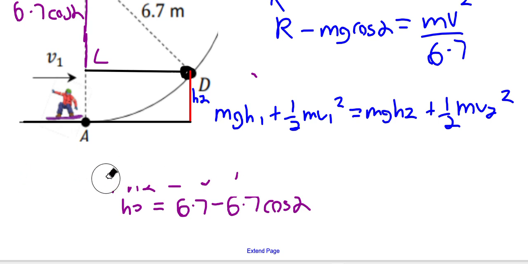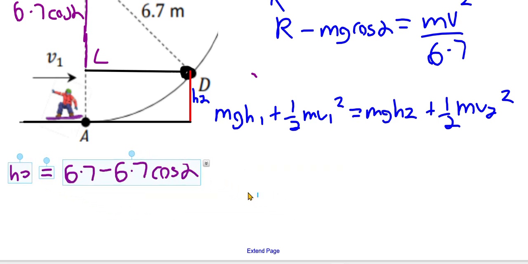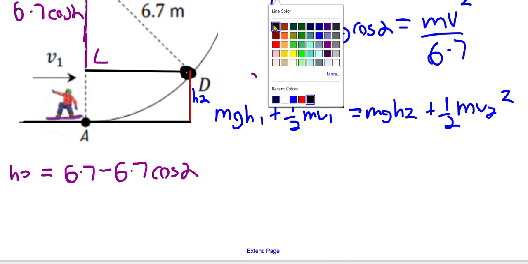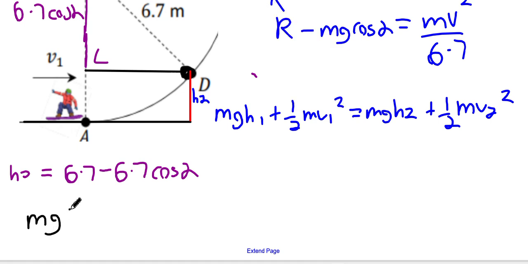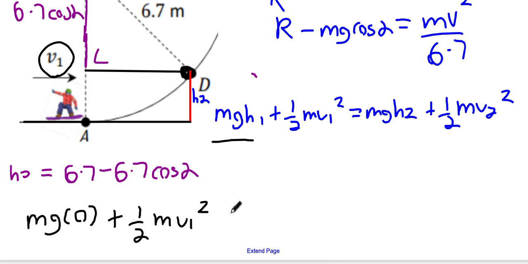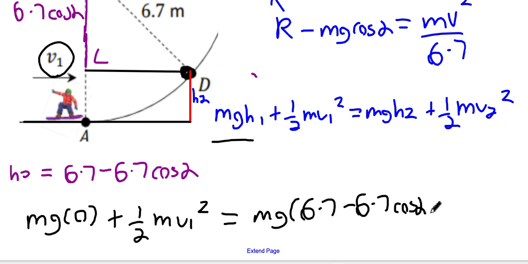Now, we're over here. Now, we're gonna fill in this one now. So we're gonna have mg0. Why is it mg0? Your height is 0 to start. Plus a half mv1 squared because it's v1. And then we're gonna have mg, what's it? 6.7 take away 6.7 cos A, plus a half mv squared.